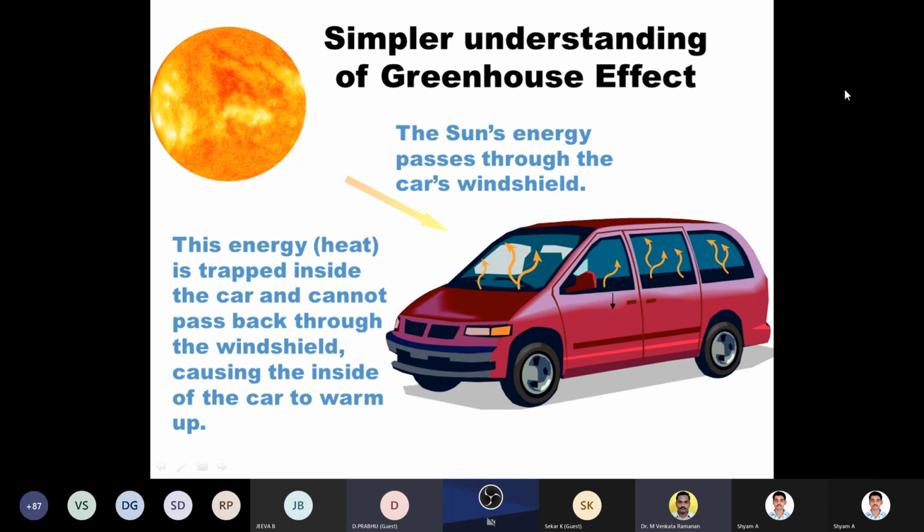See, one basic thing we have to understand is that invariably, if I get into the car, the interior of the car would be warmer than the exterior.